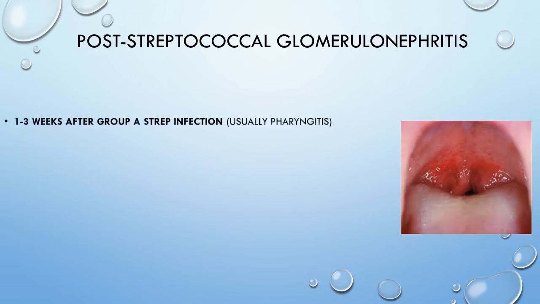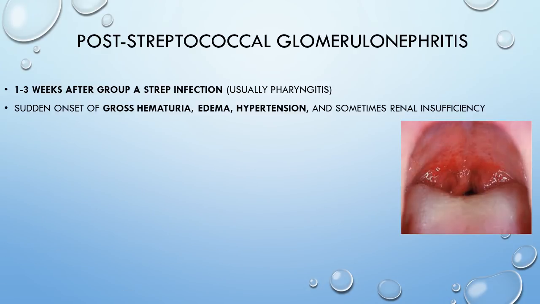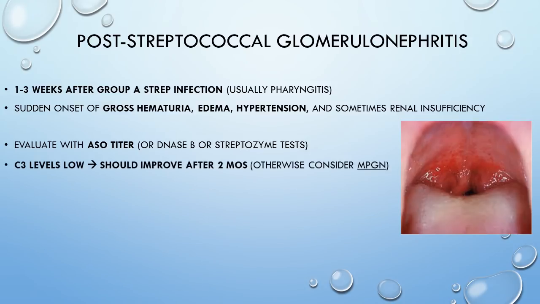Post-streptococcal glomerulonephritis. This typically occurs 1 to 3 weeks after a group A streptococcal infection, so typically strep throat. These patients present with a sudden onset of gross hematuria, edema, hypertension. Sometimes they have some renal insufficiency. We evaluate with an ASO titer. You can also use the DNase-B or streptozyme test, so some tests to see if they've had that recent group A strep infection. Their C3 levels will be low, but that should improve after 8 weeks.